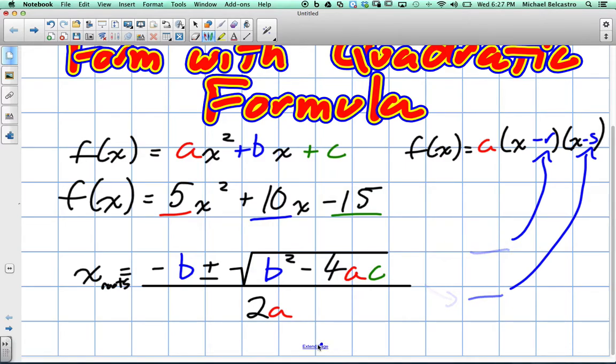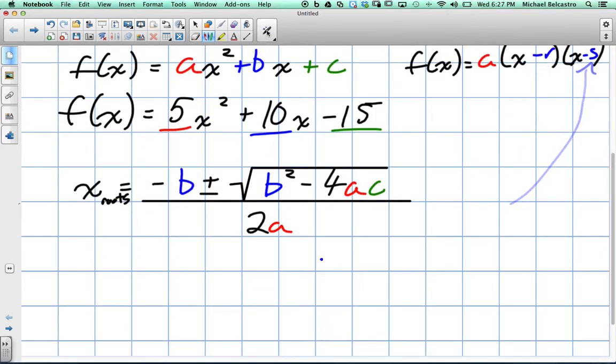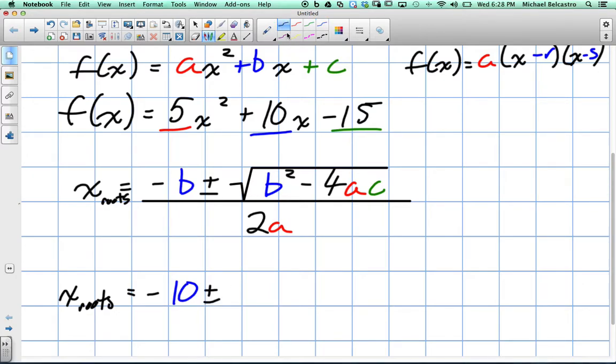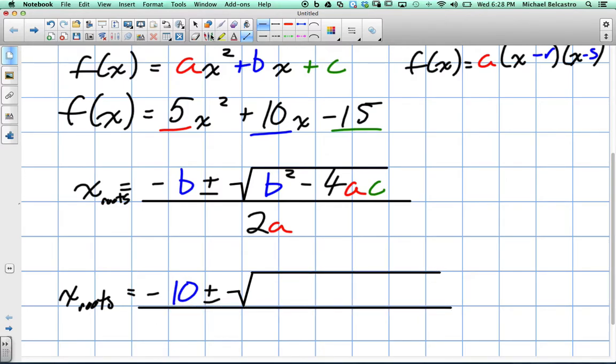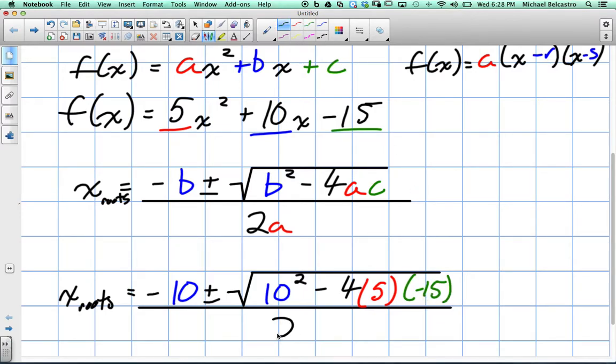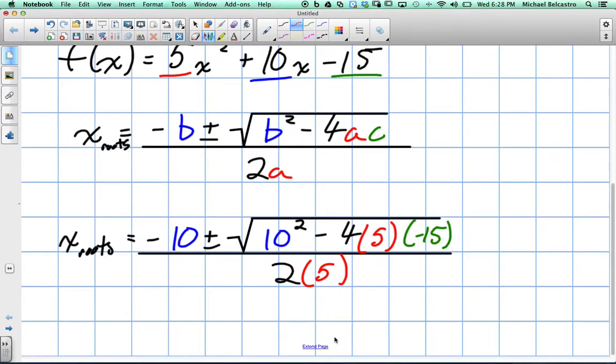Okay, so let's work through this. So the roots, or the x, is equal to, so x roots equal negative b, and our b value is 10, plus or minus the square root of, being very proper, everything nice, and then the rest will work in black. B again is 10 squared minus 4 times the a value, which is 5, times the c value, which is negative 15. And all of that is above 2 times the a value, which is, again, 5. Okay, so we got all that info.